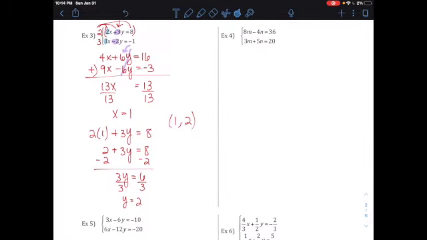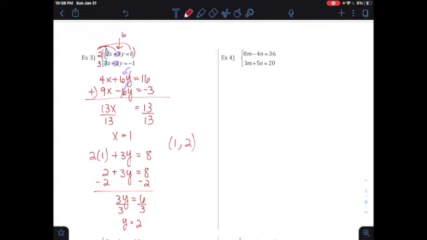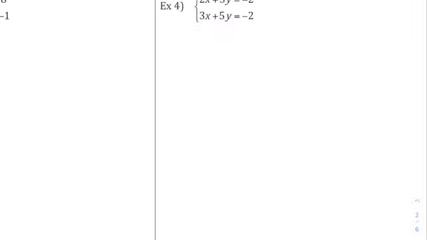You guys try number 4 yourself. Pick a letter you want to get rid of and somehow get the number to be the same by multiplying a number and making sure the signs are opposite. So please pause it, try example number 4, and check back with your answer. The answer for number 4 is negative 4, 2.